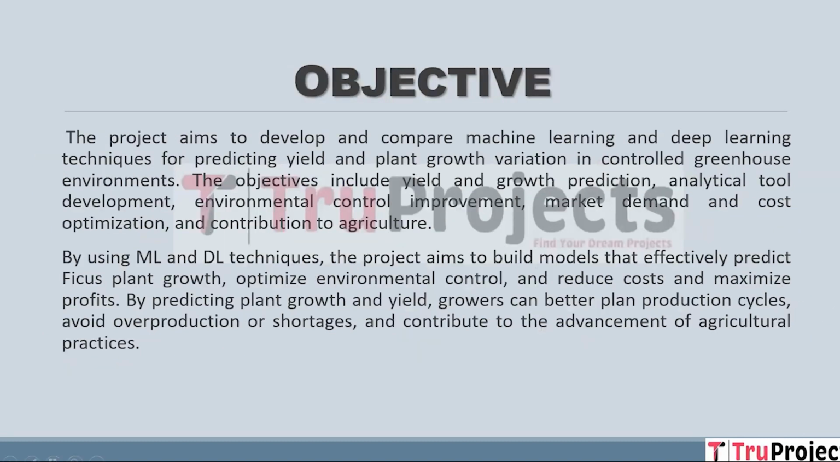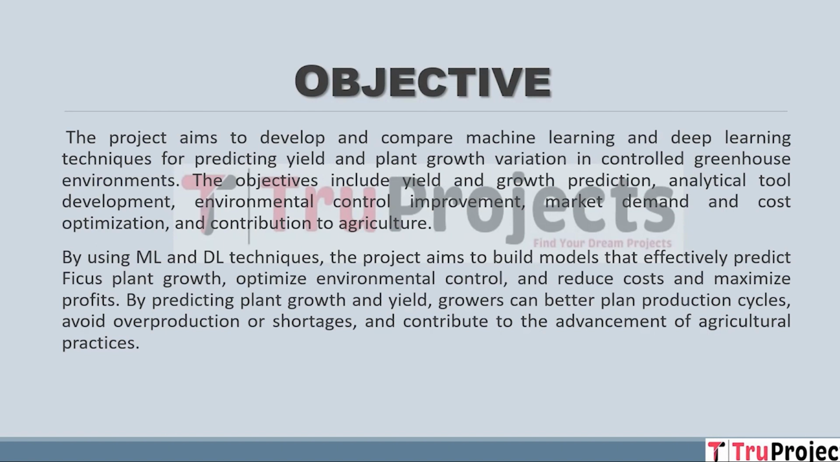Coming to the objective, the goal of this project is to develop and compare machine learning and deep learning algorithms for predicting yield and plant growth variation in controlled greenhouse environments. The goal includes forecasting yield and growth, developing analytical tools, improving environmental controls, optimizing market demand and costs, and also contributing to agriculture.